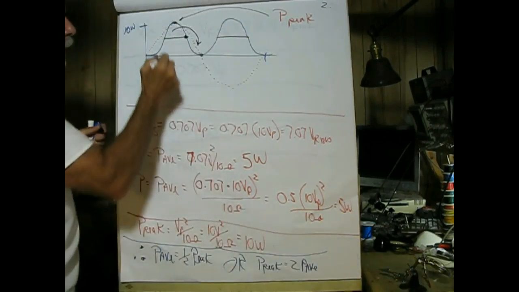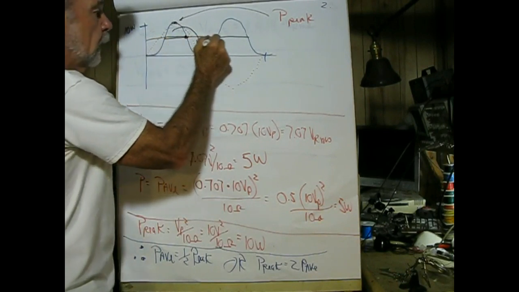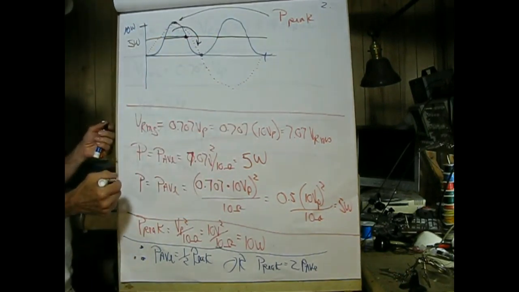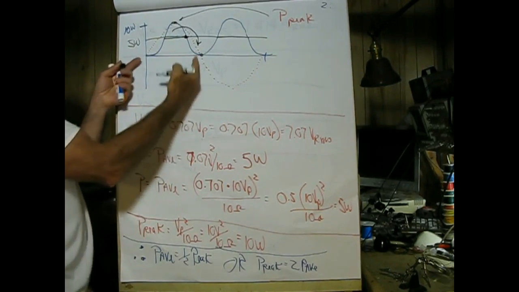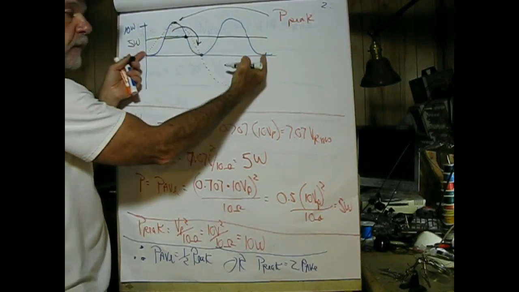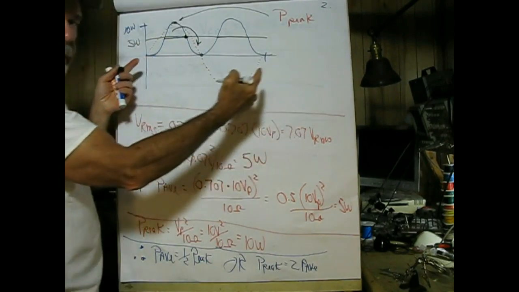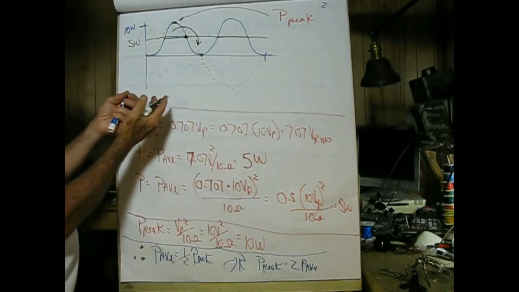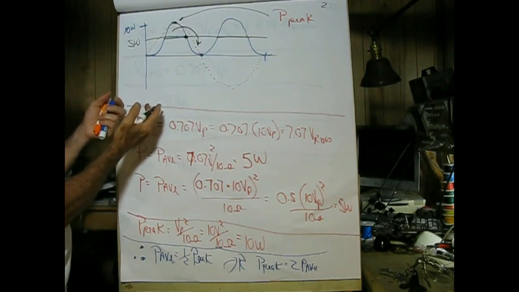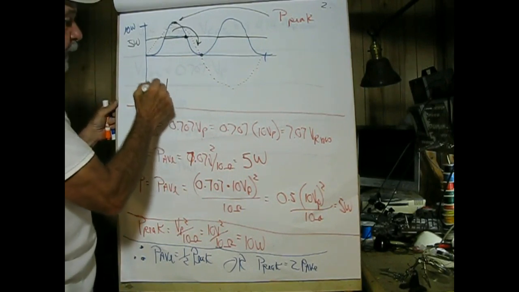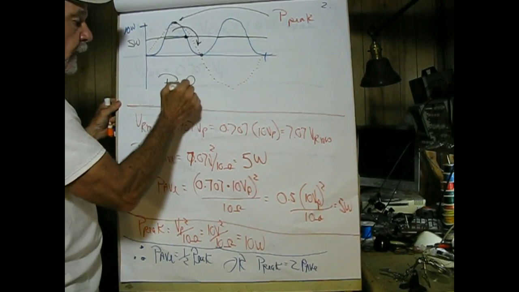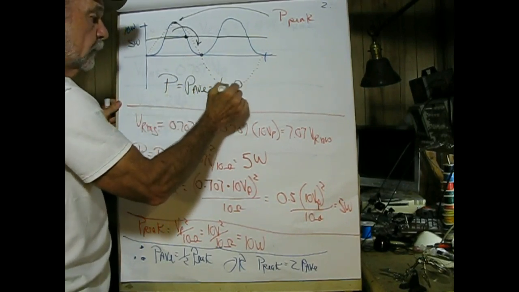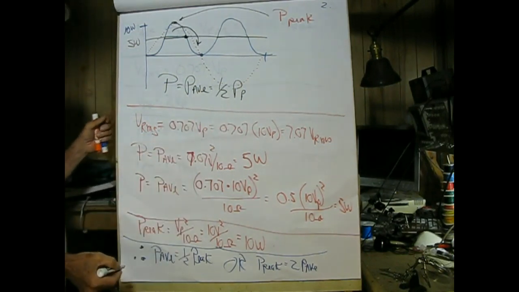So what we end up with is the average power is going to be equal to 1/2 the peak power, which is 5 watts. Now this is true for one cycle or more of power. So the conclusion we can draw from this is that P equals P average equals 1/2 P peak. You have to know that.